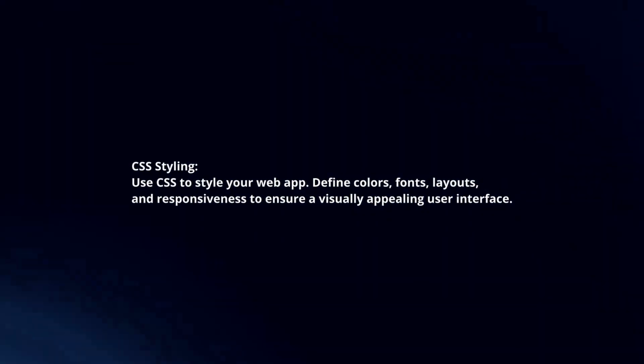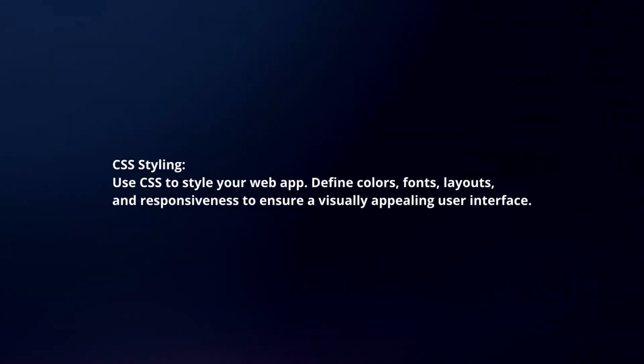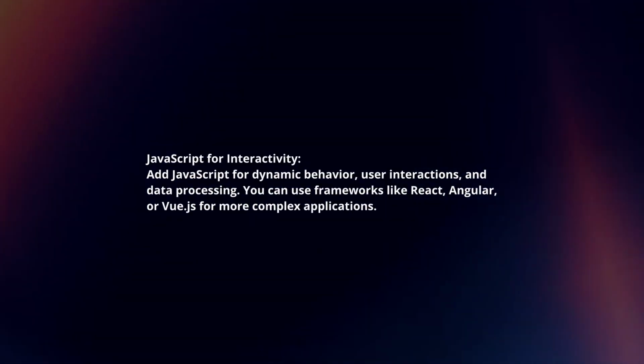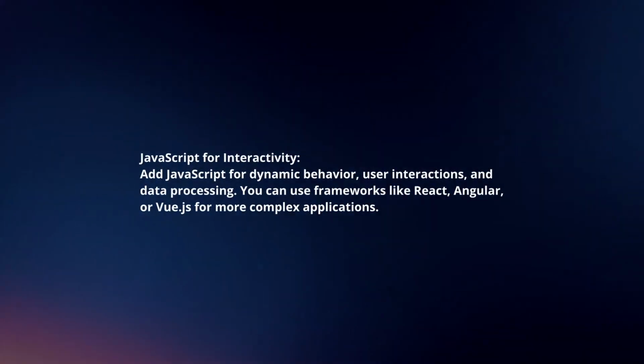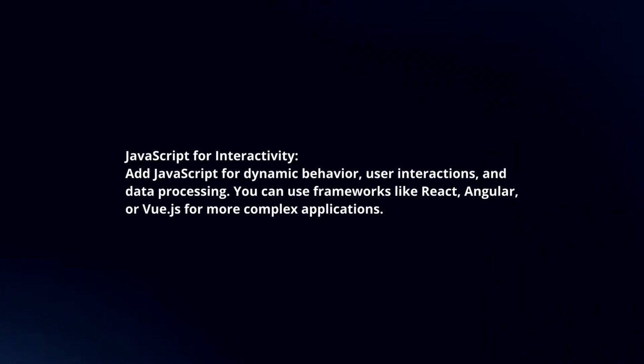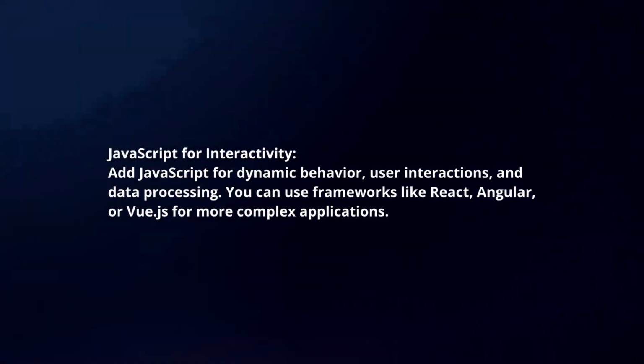CSS styling. Use CSS to style your web app. Define colors, fonts, layouts, and responsiveness to ensure a visually appealing user interface. JavaScript for interactivity. Add JavaScript for dynamic behavior, user interactions, and data processing. You can use frameworks like React, Angular, or Vue.js for more complex applications.